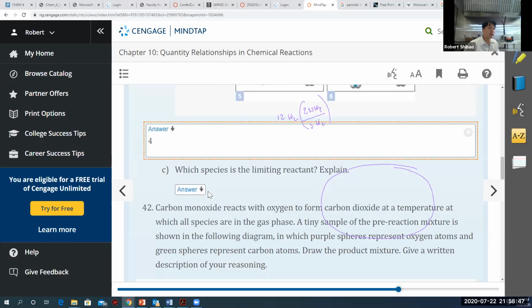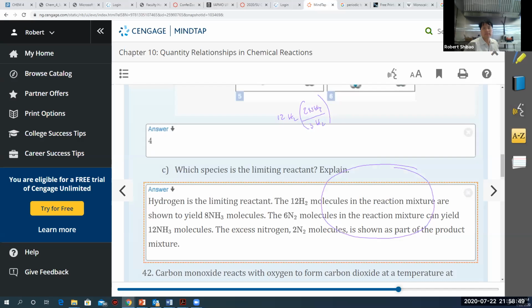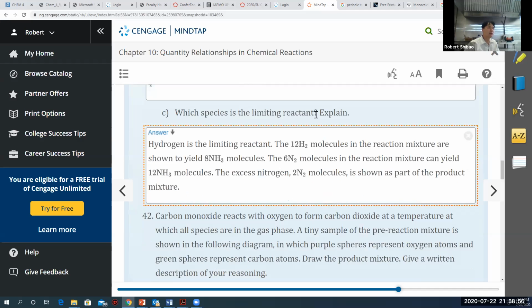Which species is limiting reactant? Hydrogen is limiting reactant. Here. It's a smaller amount.